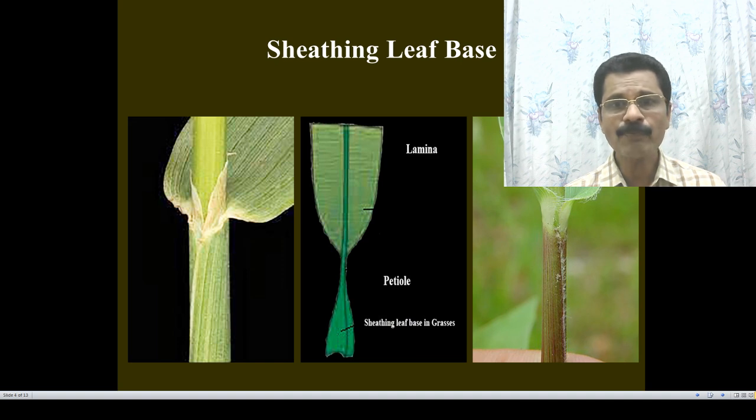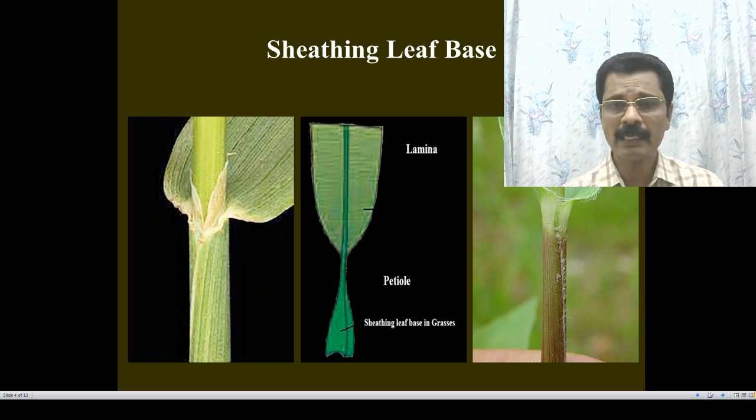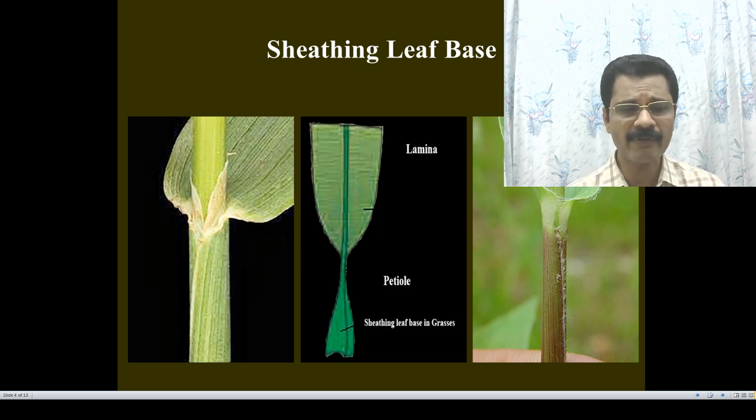Then in the case of monocot leaf, another characteristic feature is sheathing leaf base. See, sheathing leaf base, leaf base surrounding the stem. This is the characteristic feature of monocot. So parallel venation is there, sheathing leaf base is there. That is the characteristic feature of monocot leaf. See, there are two types of leaf, dicot leaf and monocot leaf.